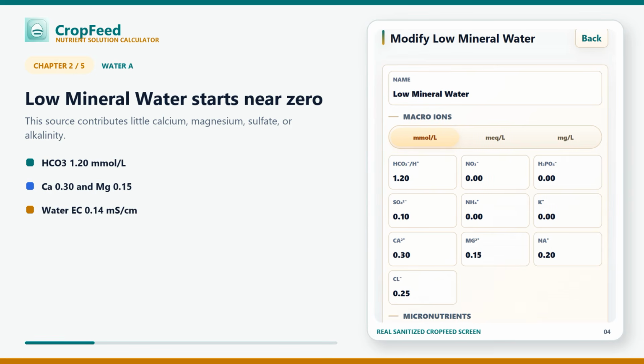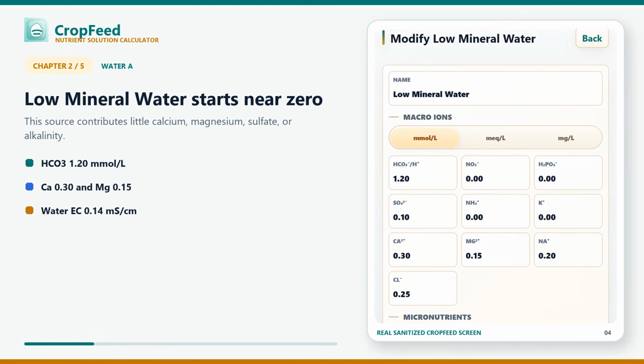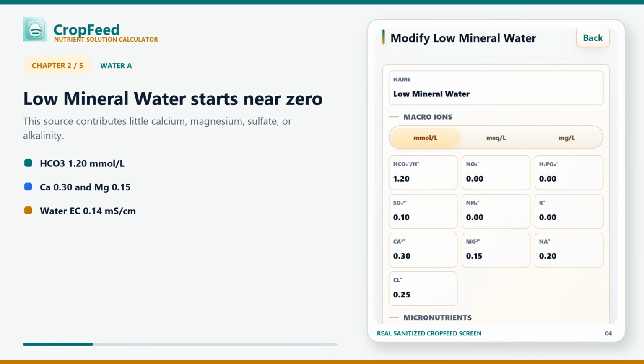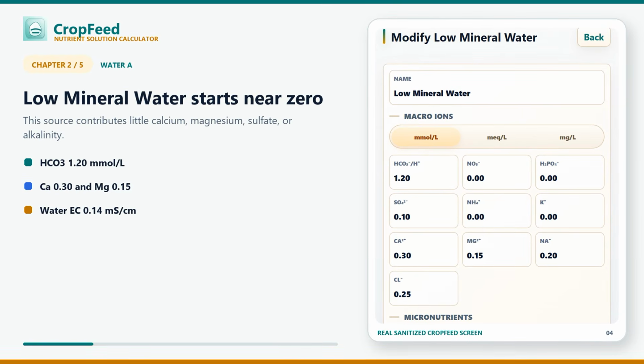The first sanitized profile is low mineral water. It contains 1.20 millimoles per liter of bicarbonate, 0.30 calcium, 0.15 magnesium, and 0.10 sulfate. Its calculated water EC is 0.14 millisiemens per centimeter. Most of the final tomato solution must therefore come from fertilizers.